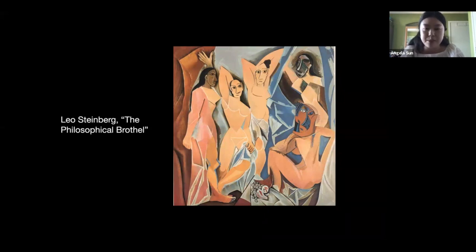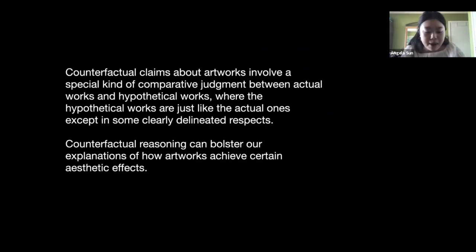Okay, so these are some examples of what I call counterfactual reasoning in art criticism. My aim in this presentation is to provide an account of how counterfactual reasoning in art criticism works. In my view, counterfactual claims about artworks involve a special kind of comparative judgment between actual works and hypothetical works, where the hypothetical works are just like the actual ones except in some clearly delineated respects. I think counterfactual reasoning is a very useful tool in our critical practices because comparing an actual work to some hypothetical variation of it can help us clarify our explanations of how artworks achieve certain aesthetic effects.